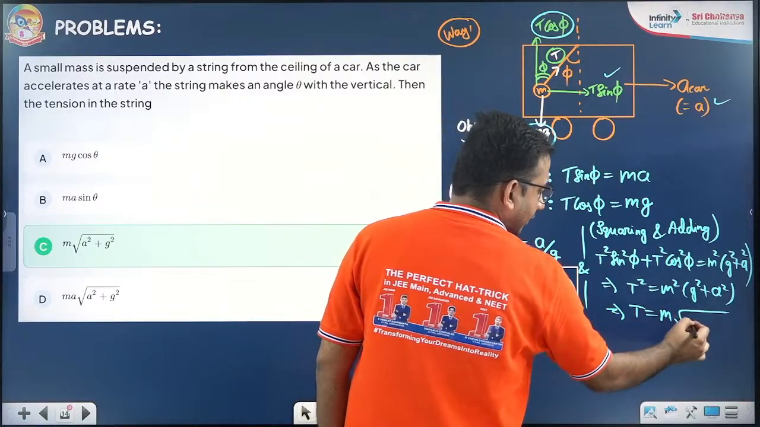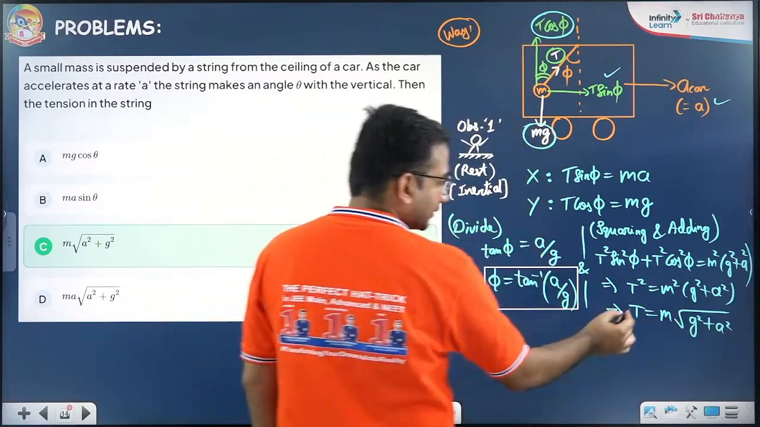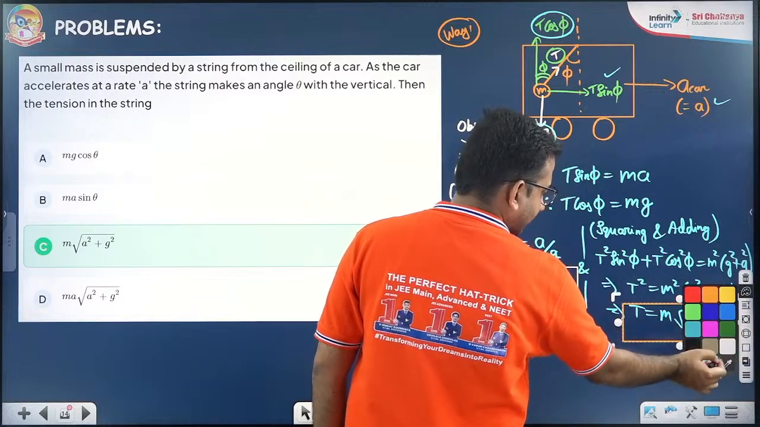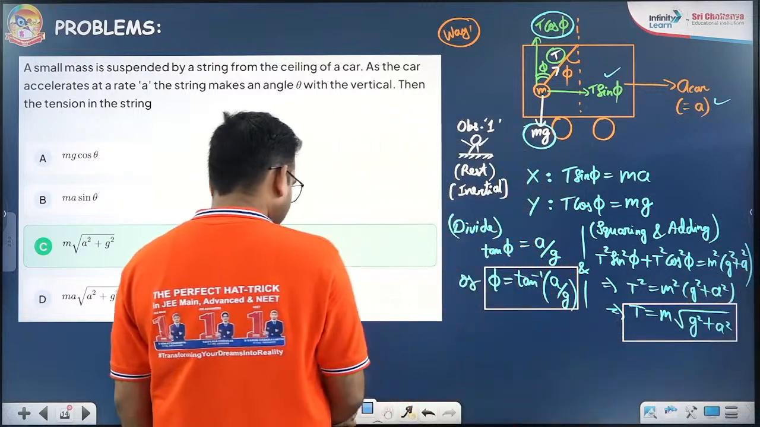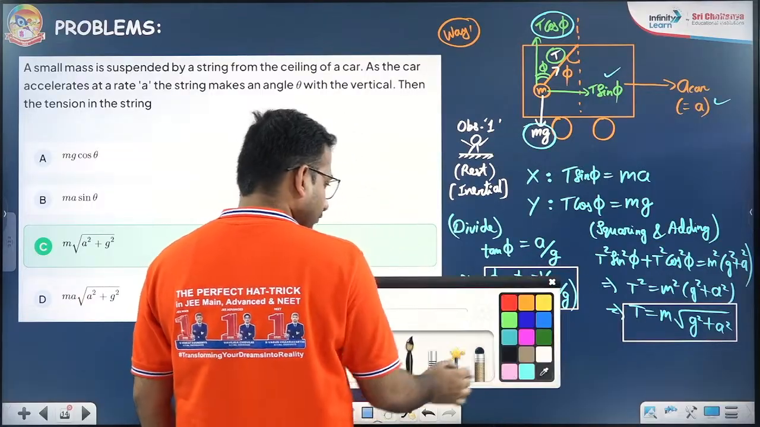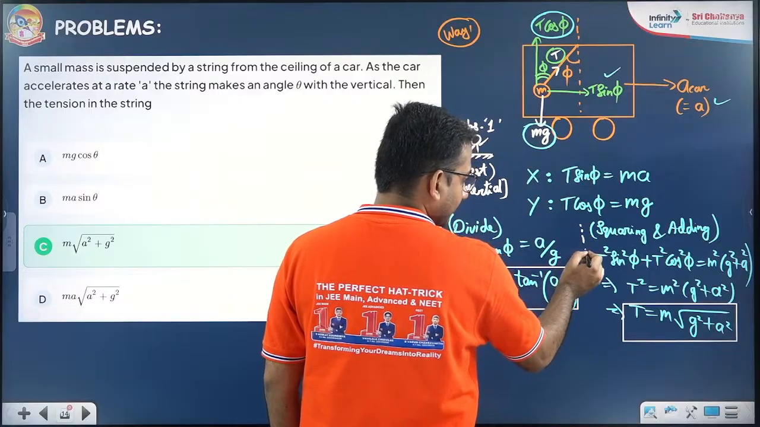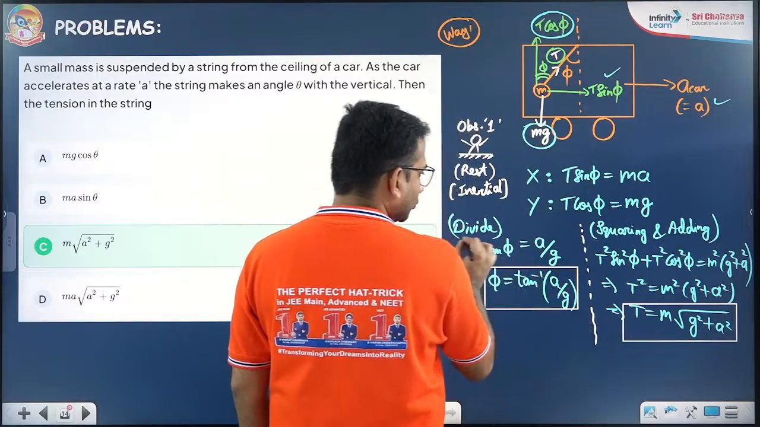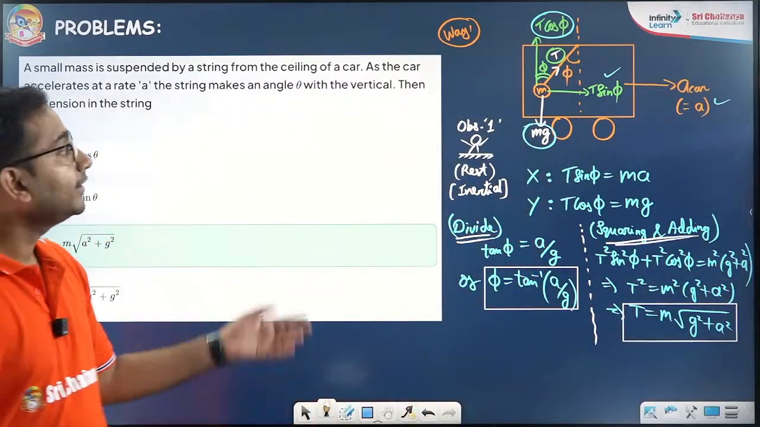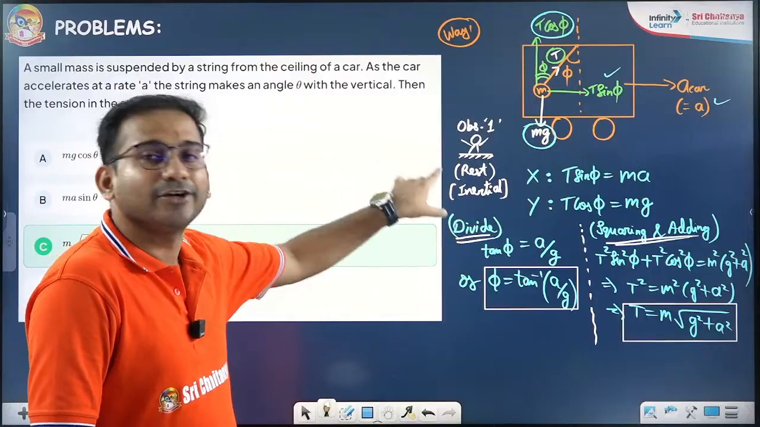T is equal to m under root g square plus a square. That is another thing. Just remember, I don't know what examiner you can expect in the NEET exam, but I'm damn sure that there can be two things, either dividing or squaring and adding. So examiner can ask you anything, and this is how we got the result standing on the ground.